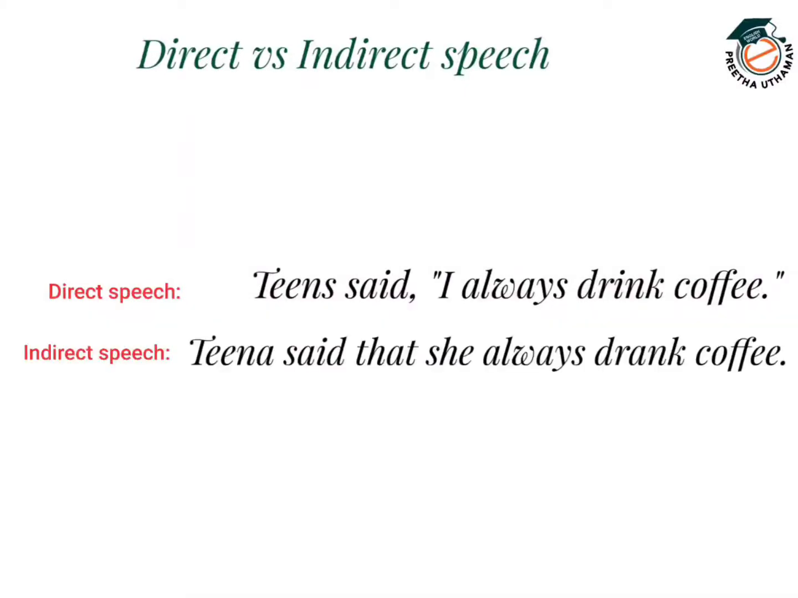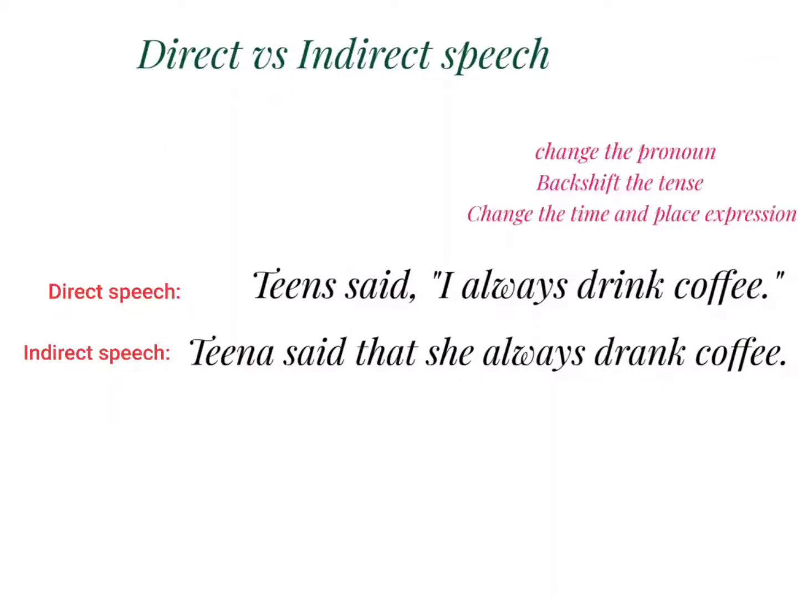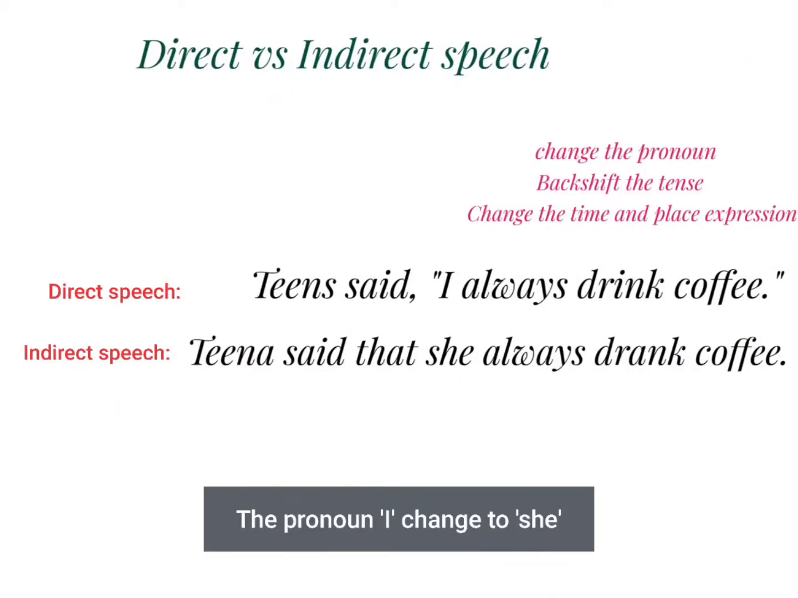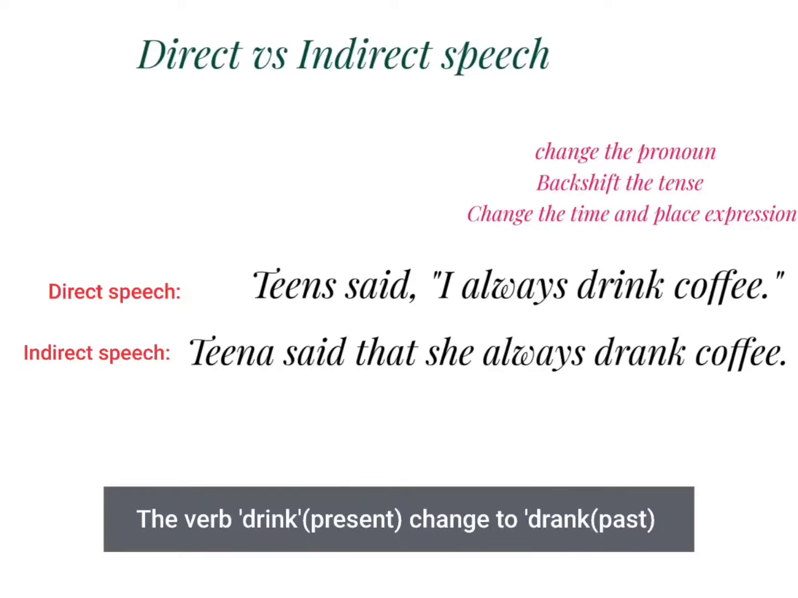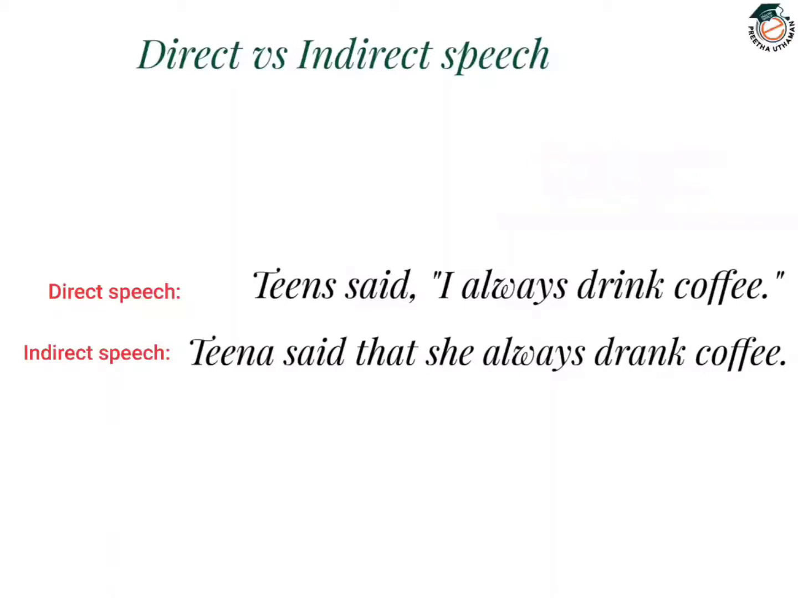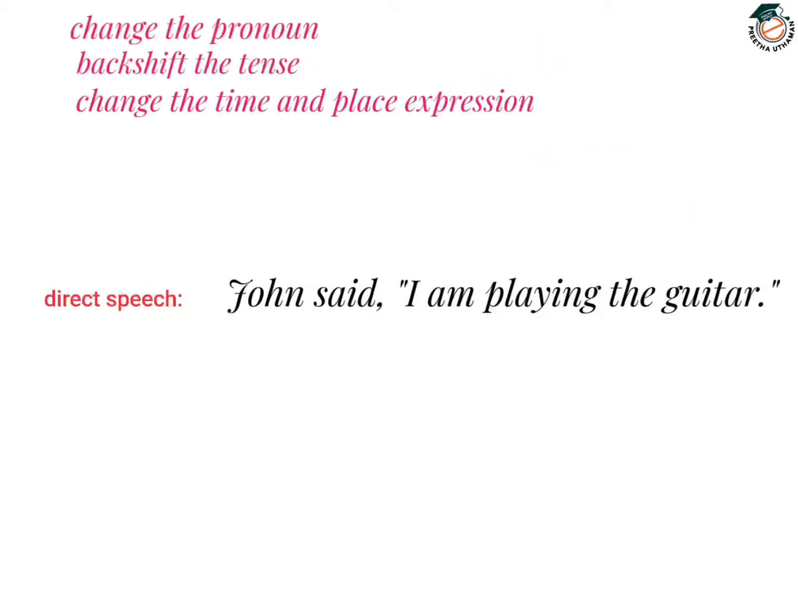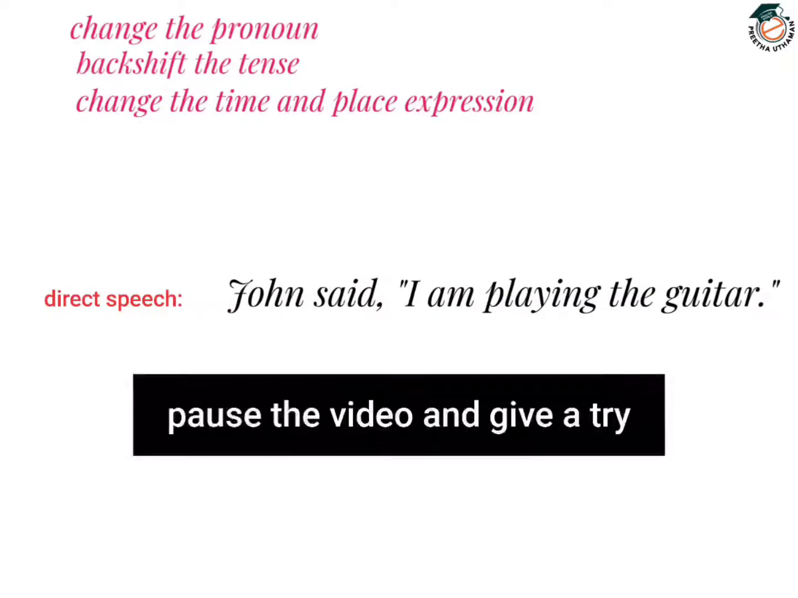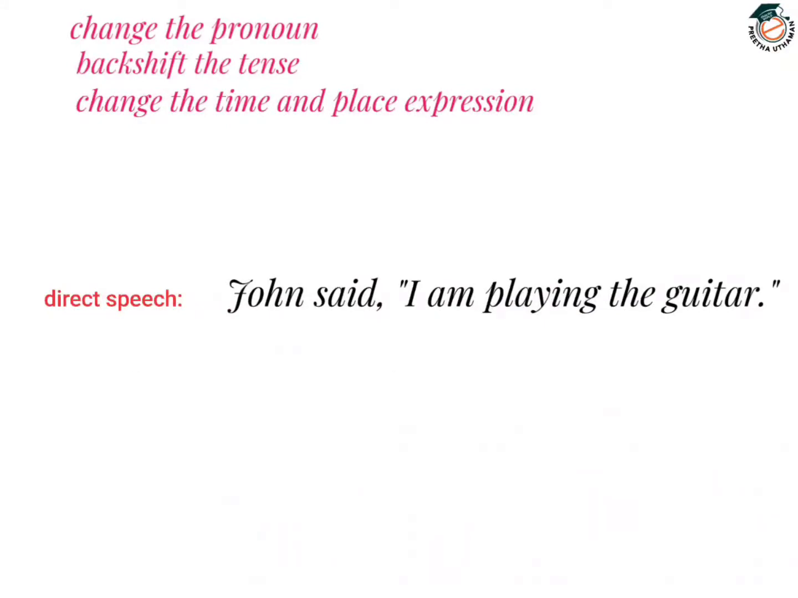The answer is, Tina said that she always drank coffee. The pronoun I changed to she. The verb drink, that is present tense, changed to drank, past tense. And here there is no mentioning of time and place. So we don't need the third step. Coming to the next sentence, sentence number 2. John said, "I am playing the guitar." Pause the video and give a try.